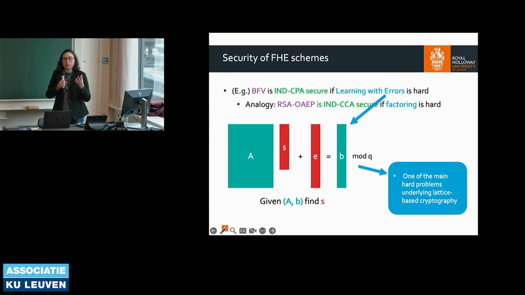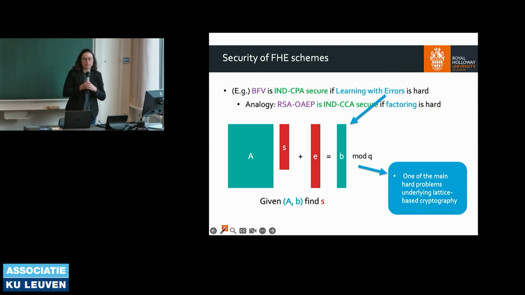So the search learning with errors problem is asking you, given this (A, B) pair, can you find the underlying secret S? And for a very high level picture, because I'm not giving lots of details today, you could think that S could correspond to the secret key in a symmetric FHE scheme, and (A, B) is an encryption of 0. So then when you have that, it's almost immediate how the IND-CPA security argument would make sense.